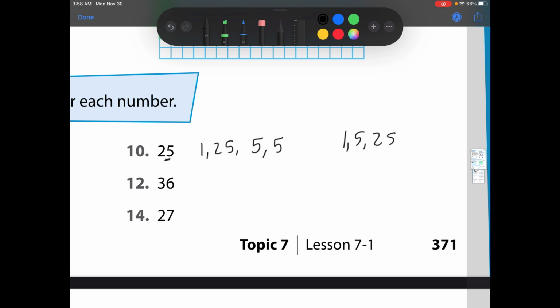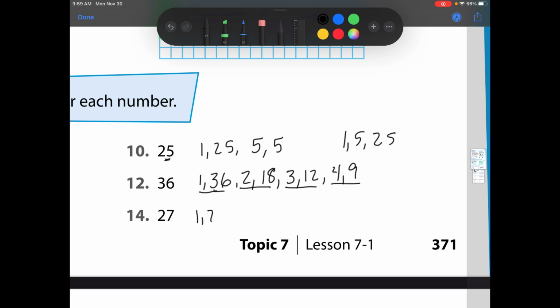For 36, what do we have? Well, for 36, we have 1 and 36. We also have 2 and 18. We have 3 and 12. And we have 4 and 9. So those are my factors: 1 times 36, 2 times 18, 3 times 12, and 4 times 9.